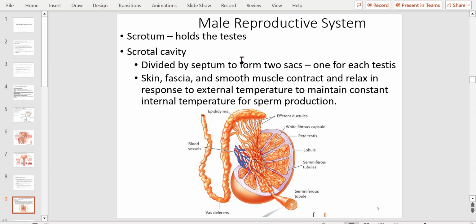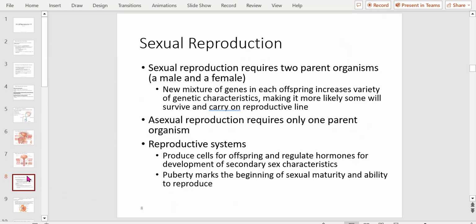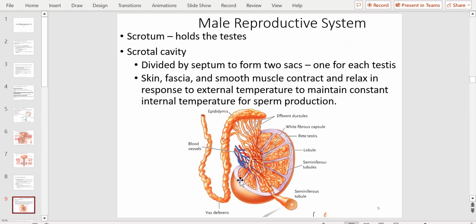Here's the scrotum, which holds the testes. Scrotal cavity divided by septums to form two sacs, one for each testis. Skin, fascia, and smooth muscle contract and relax in response to external temperature. The main reason the testes are outside of the body is sperm production. They require a couple of degrees cooler.